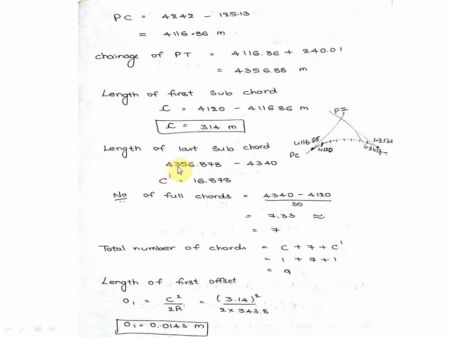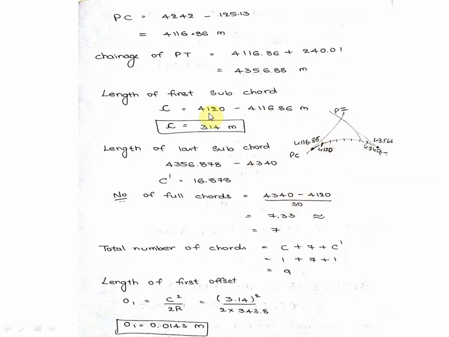So the last chainage is 4356.87. To get the length of last subchord, they deduct 4340 from it: 4356.87 minus 4340. So you will get length of last subchord 16.878 meter. Okay, so now calculate the number of full chords. How will you calculate? See here, the last chainage is 4340 minus the first chainage here after the first chord.